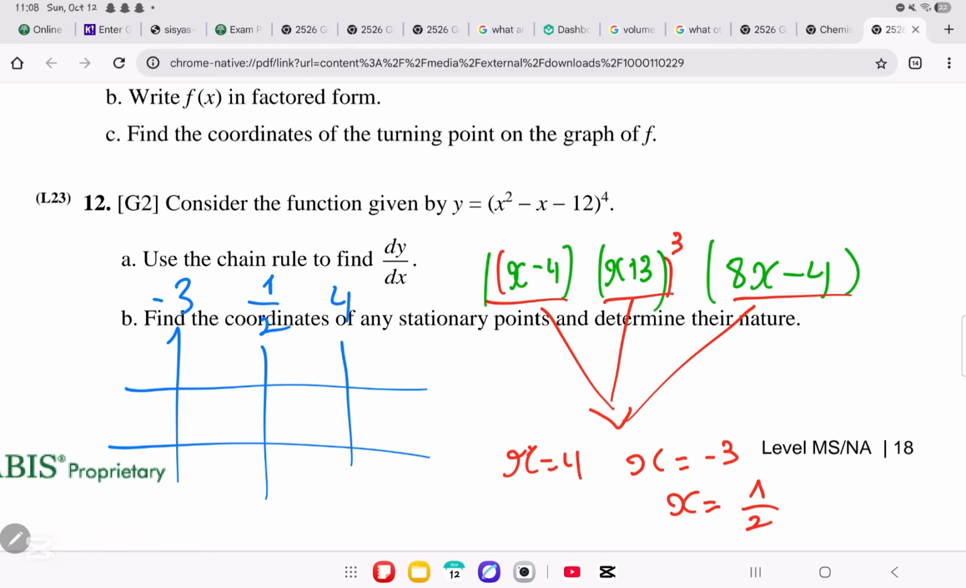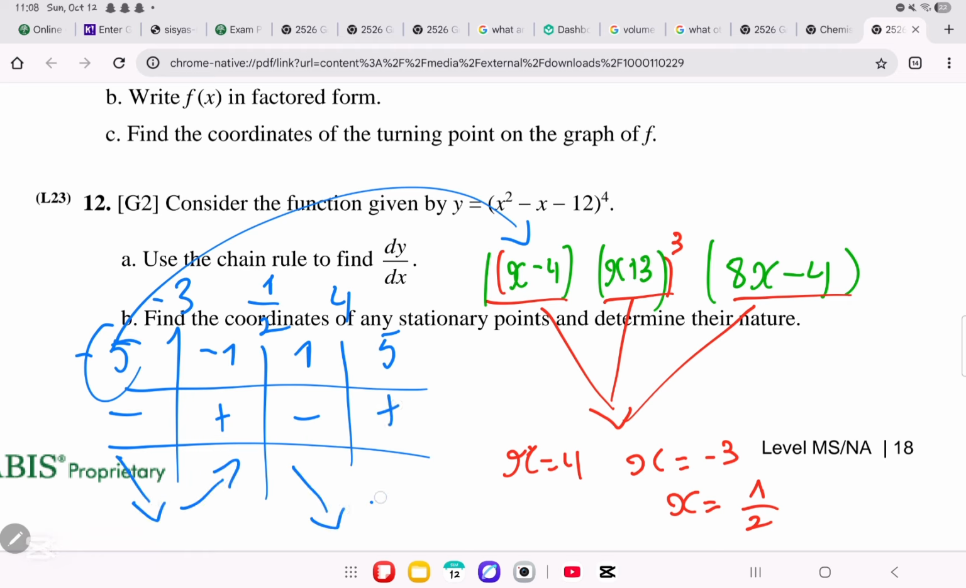Choose a number smaller, for example, minus 5. In between, for example, minus 1. In between half and 4, we can choose 1. And greater than 4, we can choose 5. So if you substitute minus 5 in this equation over here, you will get a negative number. If you substitute minus 1, you will get a positive number. If you substitute 1, you will get a negative number. And if you substitute 5, you will get a positive number. So down, up, down, up. That means we have a local minimum at minus 3 and 4 and a local maximum at half.